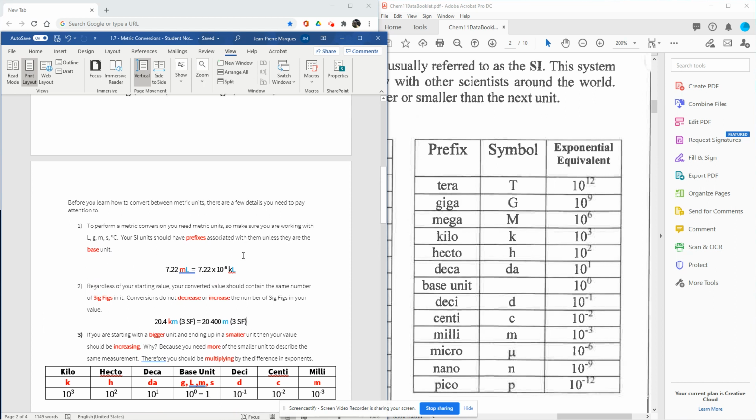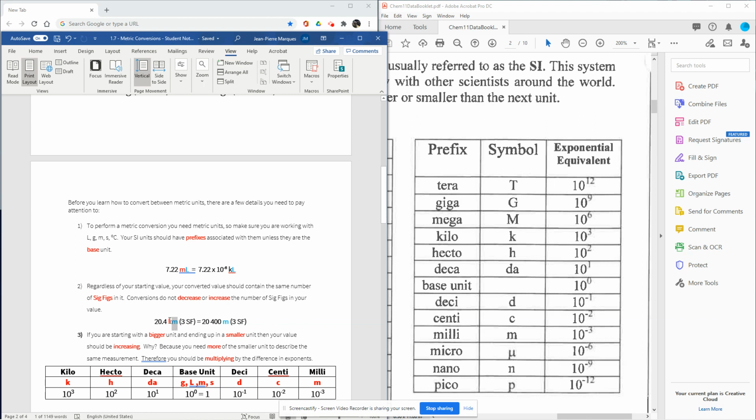Great. Okay. So first thing is when you are going to perform a conversion, it's important to identify your starting unit. So where you begin. Now, if your unit, whatever your base unit is, has nothing in front of it, it is just a base unit. For example, grams, liters, meters, seconds, degrees Celsius. Okay, you are starting at the base unit indicated here on the table.